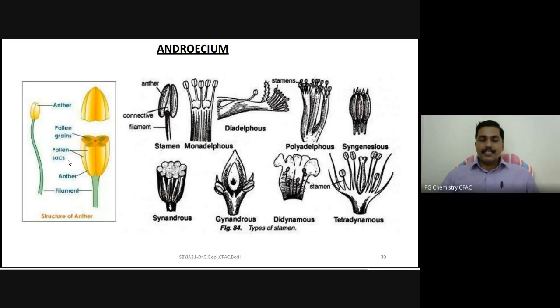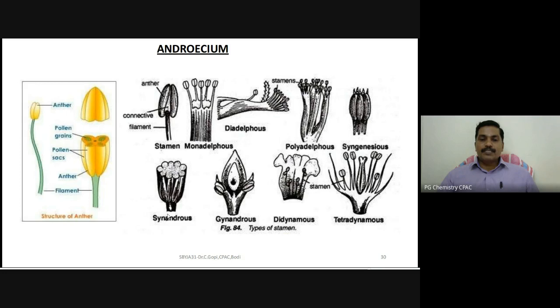This anther is arranged in different types. If it is simply present like this, it means simple stamen. These stamens are arranged in a group, a bundle. That bundle is called monadelphous. If the bundles are more than one, it is called diadelphous or polyadelphous. Okay.